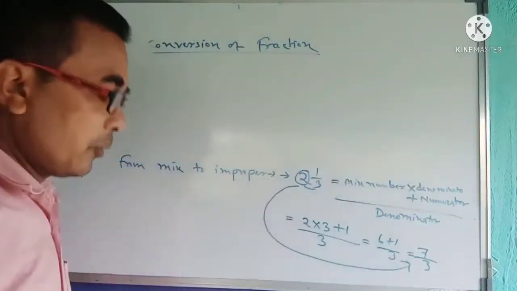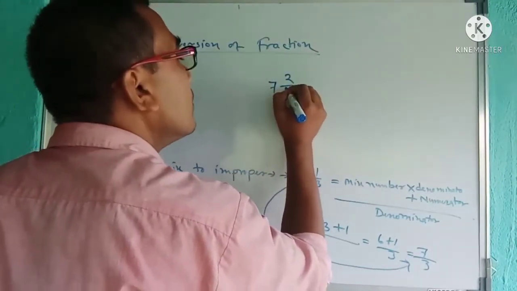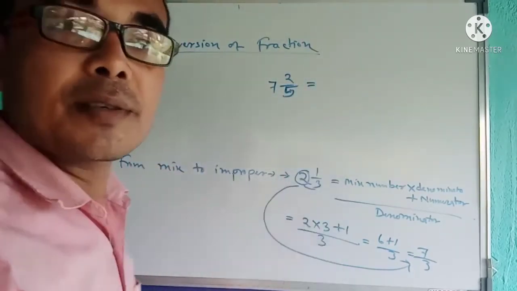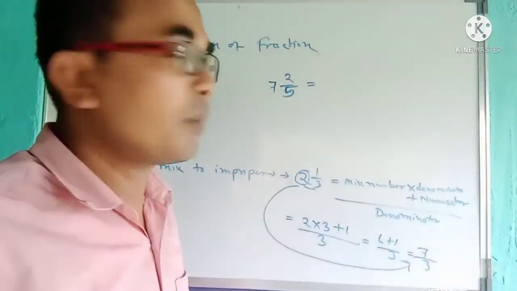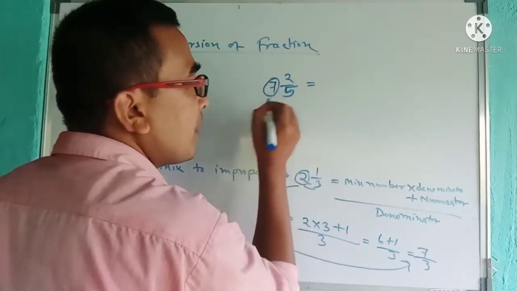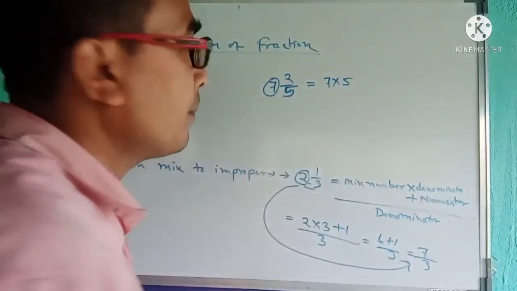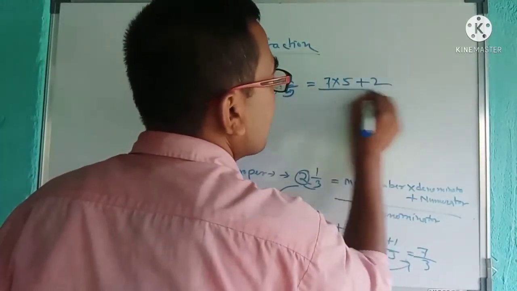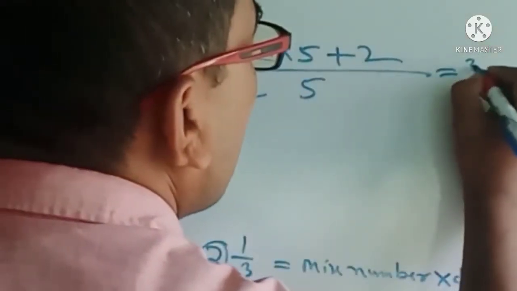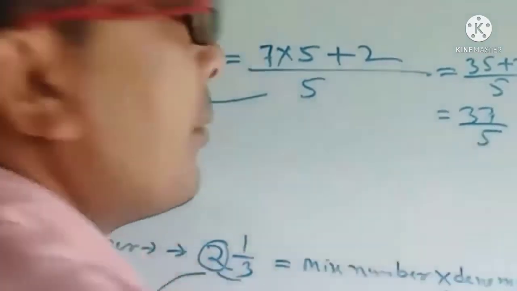Okay, let's try one more example. 7 and 2/5. This is another mixed fraction example. We have to convert this into improper. Okay, simple, the same way we can do it. The mixed number here is 7, multiply 7 by the denominator and then add the numerator to this, and the denominator will come as it is. The result becomes 7 5s are 35 plus 2 over 5, that is 37/5.